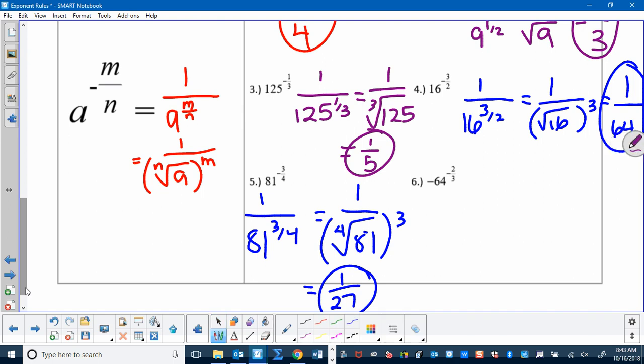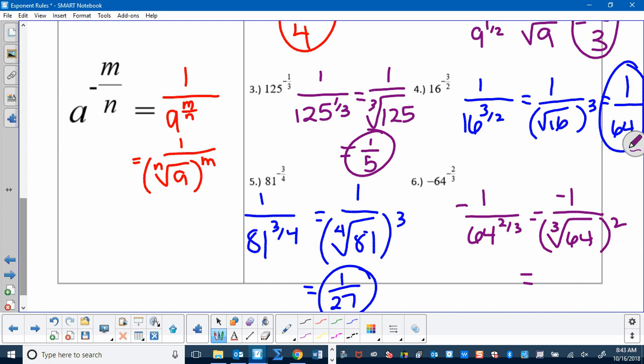Uh-oh, what does number 6 have? That negative, that always just hangs out outside. So he's going to hang out outside. It's going to be negative 1 over 64 to the 2/3. I just leave the negative up top. I'm trying to avoid him at all costs. So I'm just going to leave him with the 1 so that I don't lose him. Okay, so I'm going to rewrite that as negative 1, the cube root of 64 all squared. Cube root of 64. 4, right.